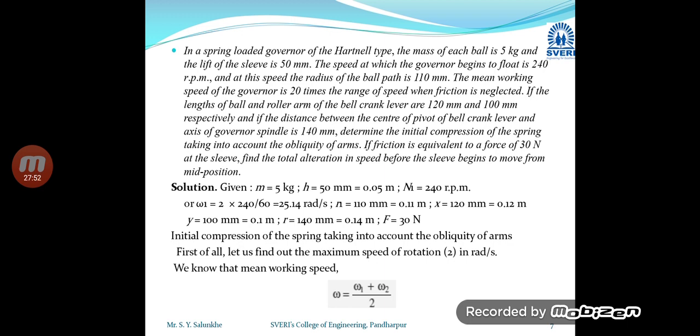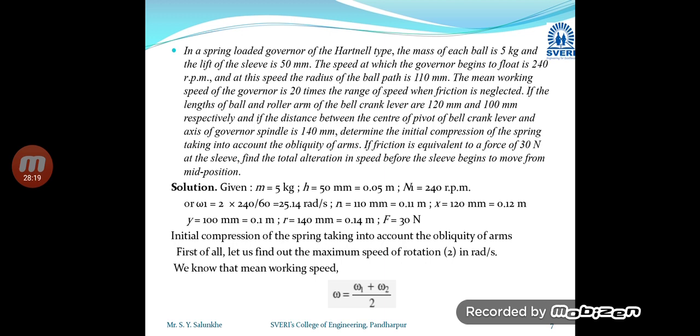If you are remembering, we have derived the formulae in form of H1 and H2. That is, when the governor is rotating at the minimum speed, that H1 we have considered, and when the governor is rotating at the maximum speed, that H2 we have considered. And that bell crank lever is moved either in upward direction or in downward direction, and hence the total H.